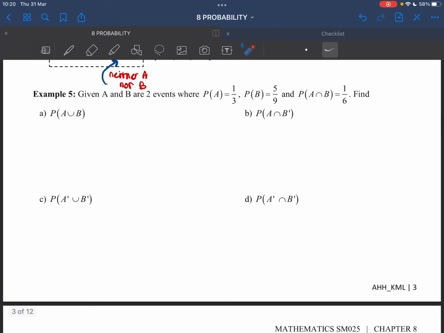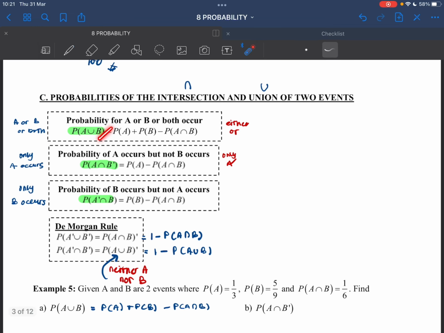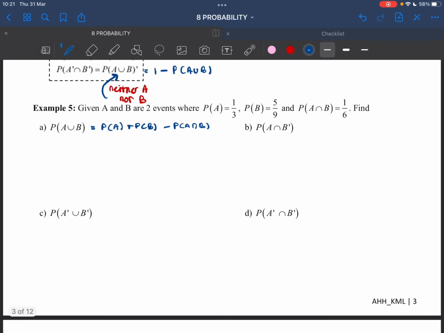Alright, let's see the example. Example 5: given A and B are two events where P(A), P(B) and P(A intersect B) are given to us. The first question asks us to find P(A union B). Straightforward, we just substitute into the formula P(A) plus P(B) minus P(A intersect B). P(A) is 1 over 3, P(B) is 5 over 9, given in the question, and P(A intersect B) is 1 over 6. So here we have 13 over 18.